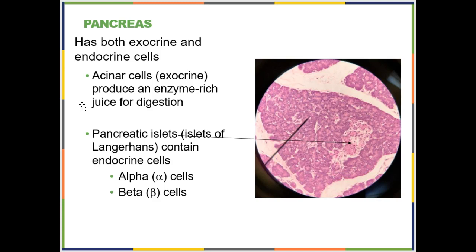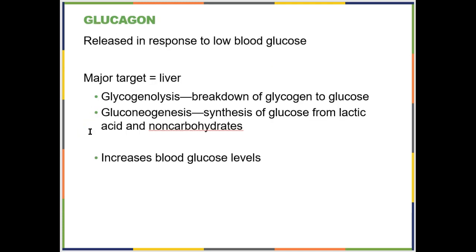Alright, next up is the pancreas, and I'm going to say we don't care about this slide. We will talk about acinar cells versus pancreatic cells when we do the digestive system. For now, we just want to know the two hormones that come out of the pancreas. The first one is glucagon. Glucagon is released in response to low blood glucose levels, and what it is going to do is increase your blood glucose levels. This right here is how, but this bullet point and that bullet point are the main takeaways.